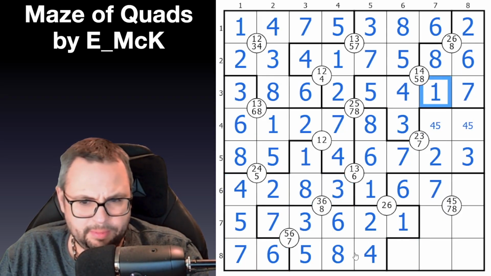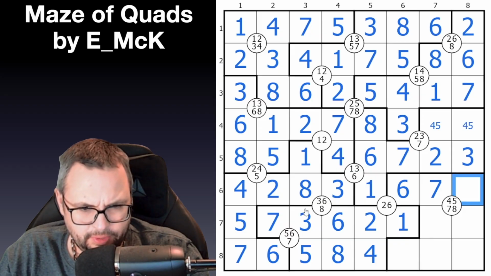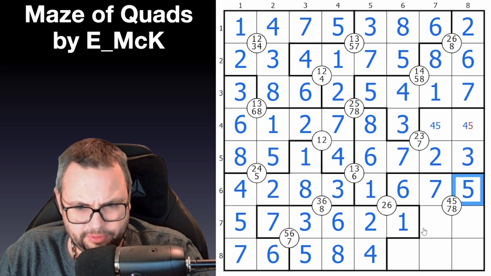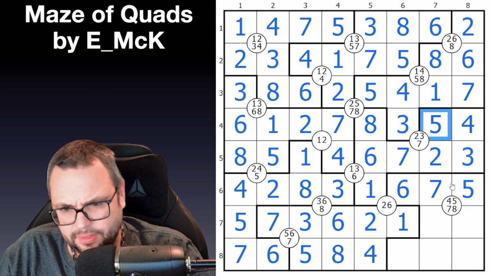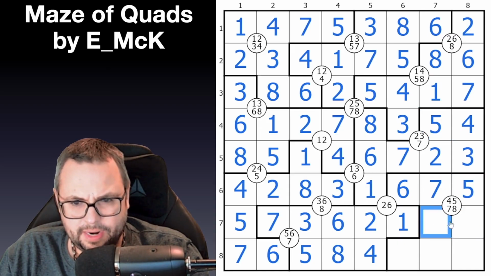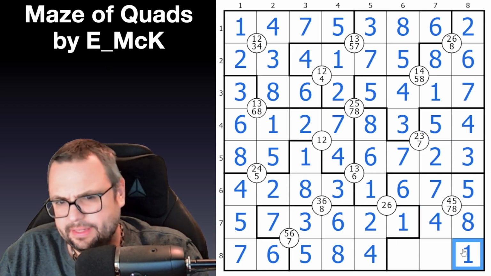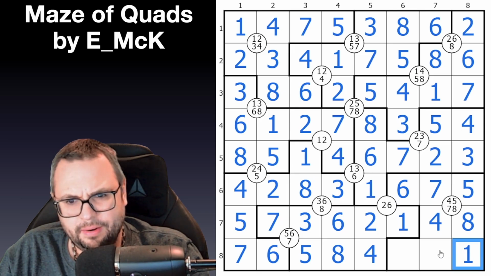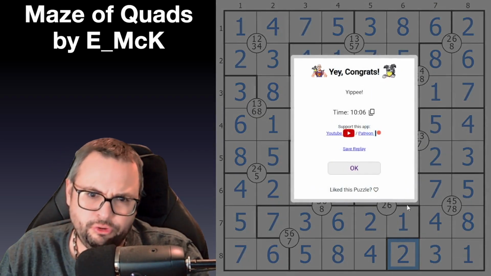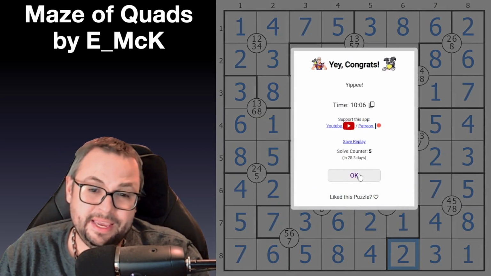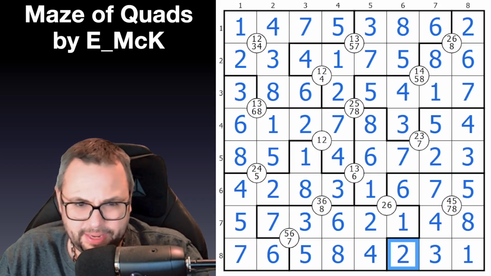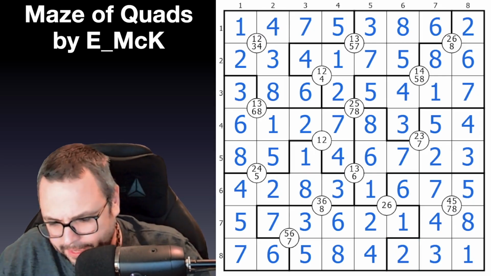Let's see. We seem to be able to fill in those. This seems to be a 5. These seem to be a 4 and an 8. That seems to be a 1, a 3, and a 2. Yippee indeed. A lovely construction there.